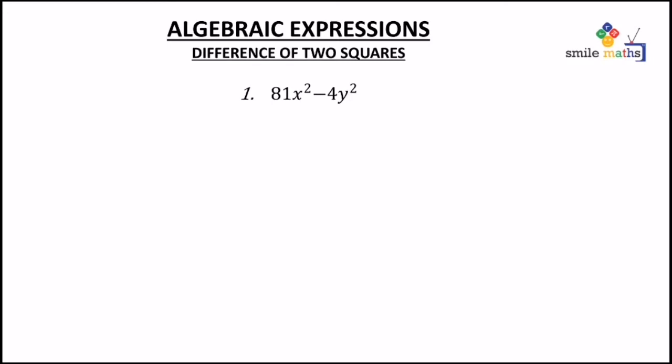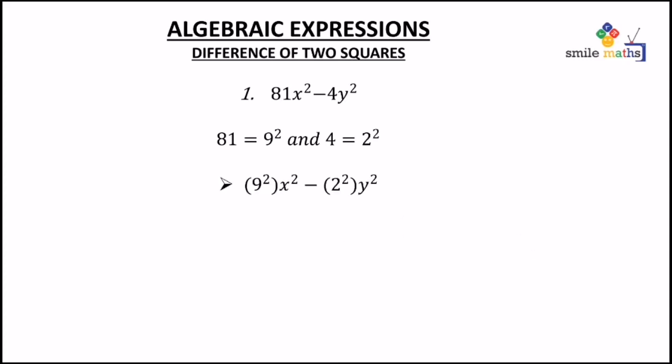So let's have our first example here. We have 81x squared minus 4y squared. Well, we can see that we need a squared number minus another squared number. So what I'm going to do is check whether 81 can be written as something squared, likewise 4. Now when we check, we will see that 81 can be written as 9 squared and 4 can also be written as 2 squared.